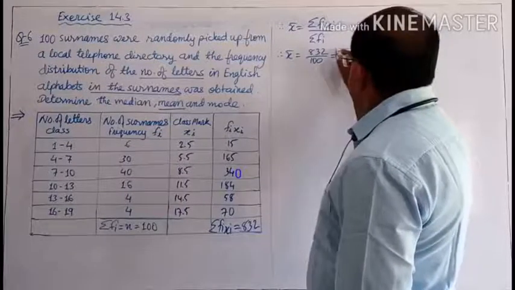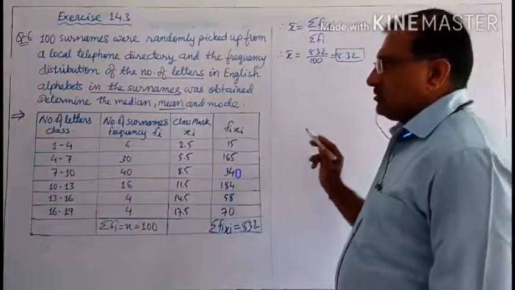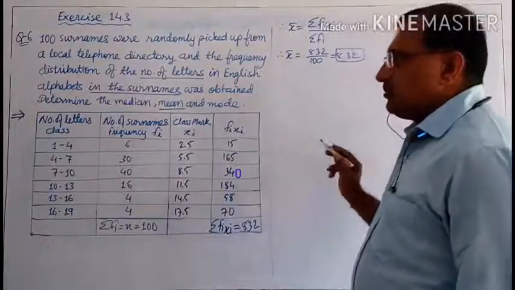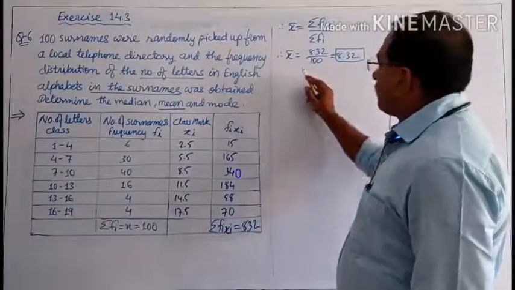So here is the mean number of letters in these surnames out of 100.